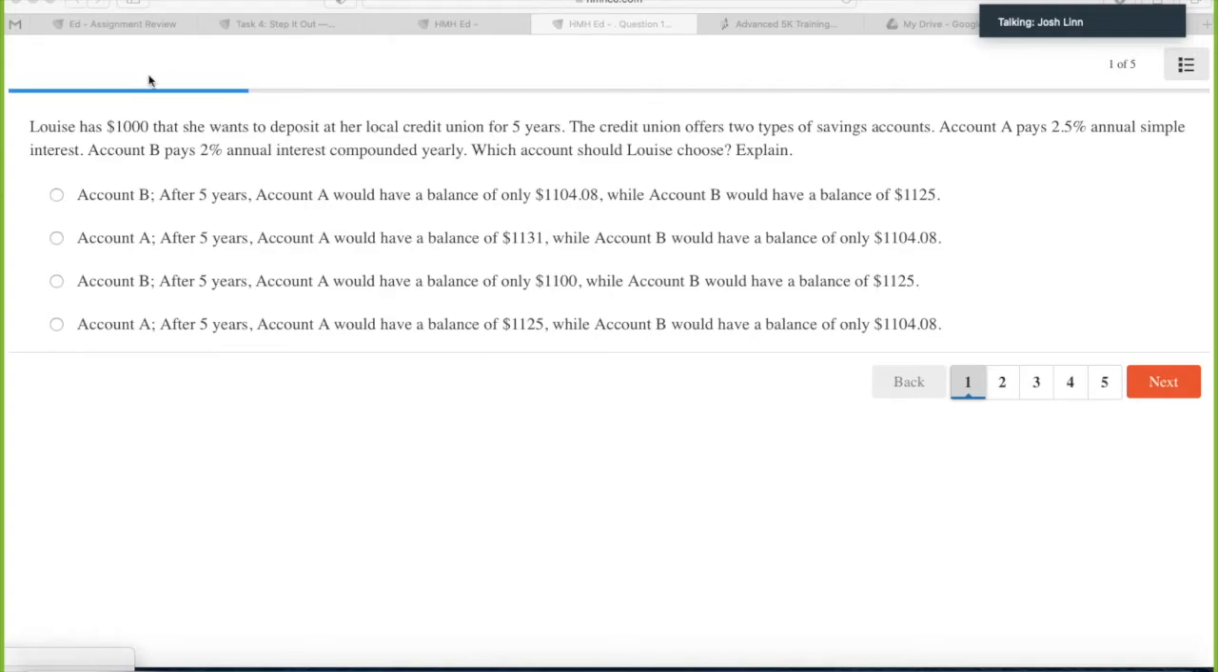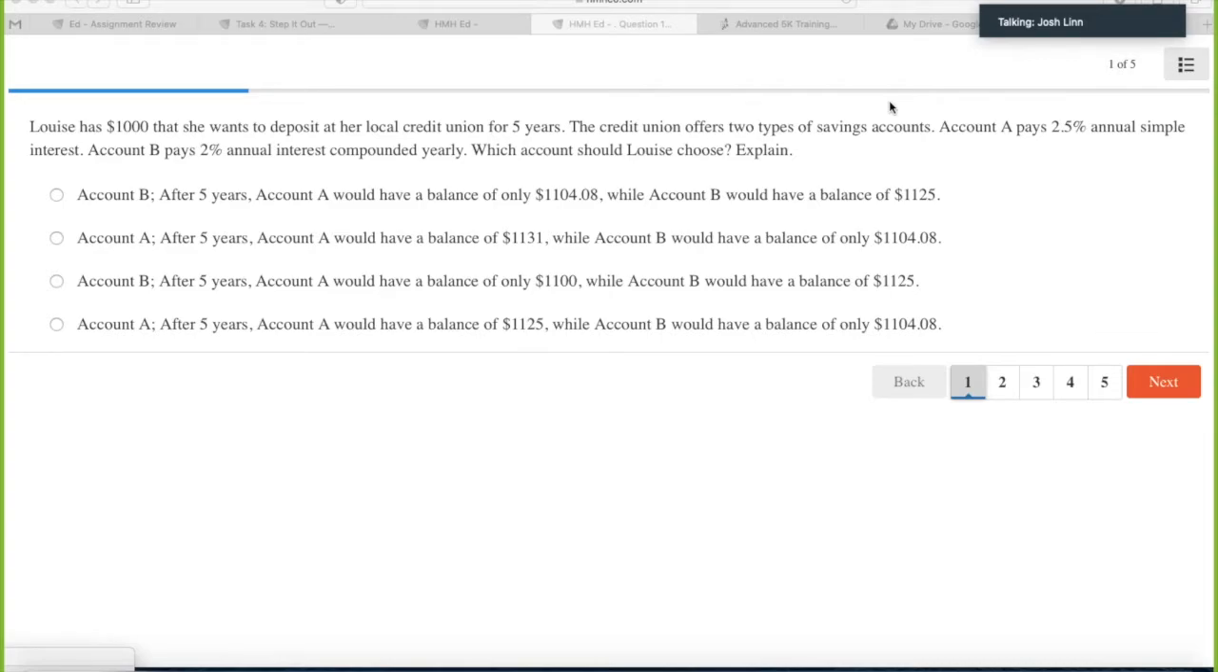Louise has $1,000 that she wants to deposit at her local credit union for 5 years. The credit union offers two types of savings account. Account A pays 2.5% annual simple interest. Account B pays 2% annual interest compounded yearly. Which account should Louise choose? Explain. So we will probably have to figure some stuff out, right?